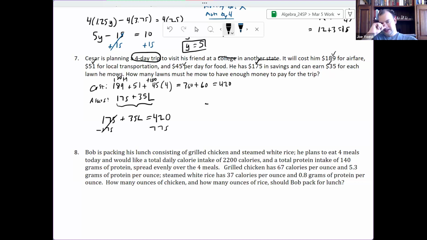So I get 35L equals 420 minus 175. Well, that's 320 minus 75. That would be 300 minus 55, or I think that's 245. And then L is 245 over 35.